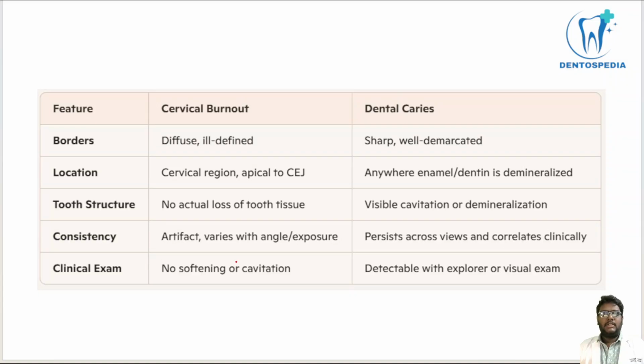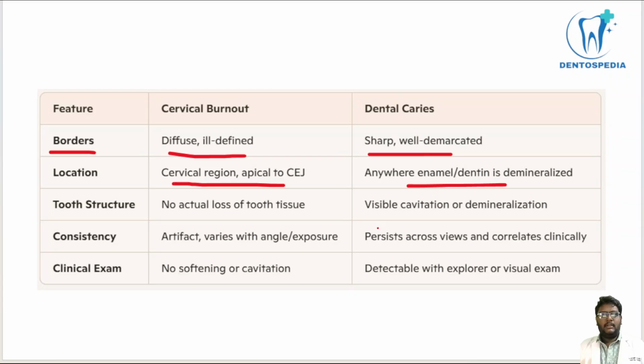And how do we differentiate between them? These are the differences between cervical burnout and dental caries. Coming to an important feature, that is borders. In cervical burnout, the borders are diffuse and ill-defined, whereas in dental caries, they are sharp and well demarcated. And location: cervical burnout is usually present at the cervical region, but dental caries can occur anywhere in the enamel or dentin. Wherever there is demineralization, there will be caries, right?